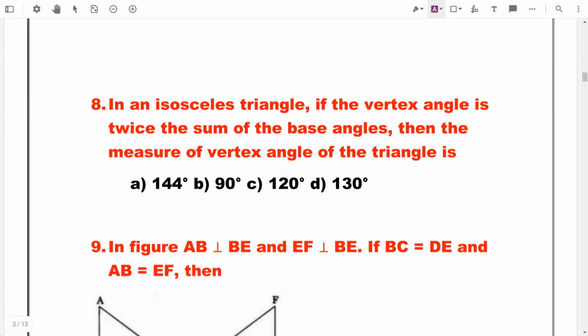Eighth question. In an isosceles triangle, if the vertex angle is twice the sum of the base angles, then the measure of vertex angle of the triangle is 144 degree, 90 degree, 120 degree, 130 degree. Answer 120 degree.